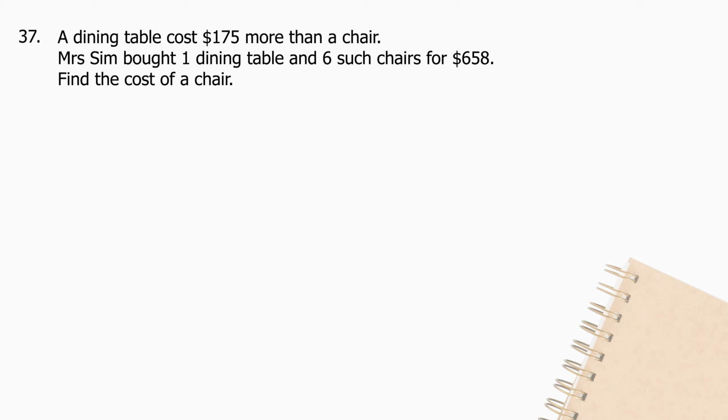Question 37. A dining table costs $175 more than a chair. Mrs. Sim bought 1 dining table and 6 such chairs for $658. Find the cost of a chair.